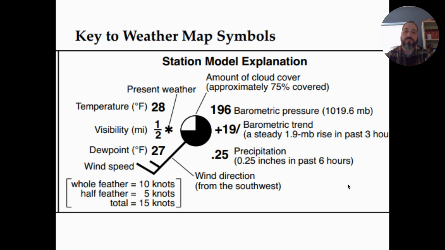Finally, we've got our precipitation, and that is this number down here in the bottom right, and it's going to represent that we've got about 1/4 of an inch of snow in the past 6 hours, right? We know that it's snowing based on the present weather. We can also verify that that makes sense because it's below freezing. All of these numbers should make sense to each other. You shouldn't have a clear day with a present weather of rain. That wouldn't make sense in the real world. It wouldn't make sense in a station model either.